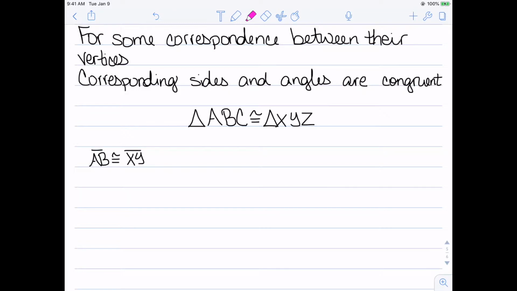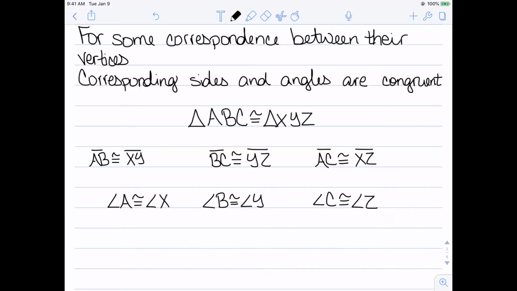The first thing we know is that segment AB is congruent to segment XY. Since AB comes first in the first triangle, XY comes first in the second. So ordering here is very important when we talk about congruency for triangles. We also have that segment BC is congruent to segment YZ. So once again, the ordering here is very important. And then our third side, AC, is congruent to XZ.